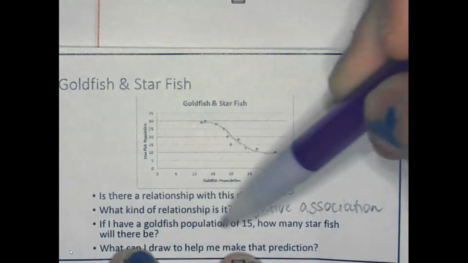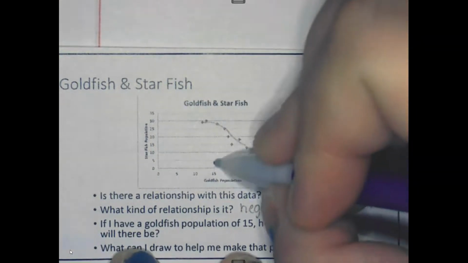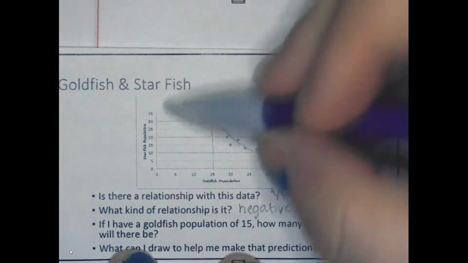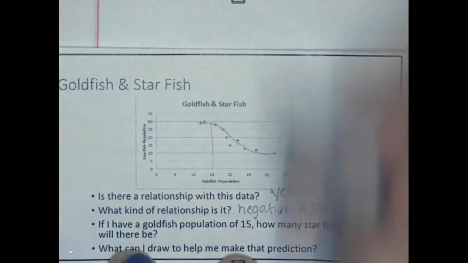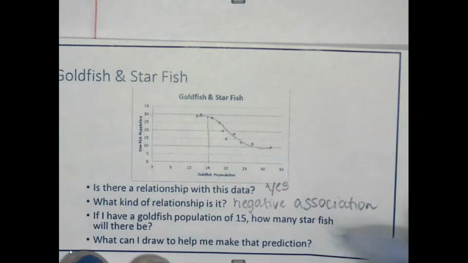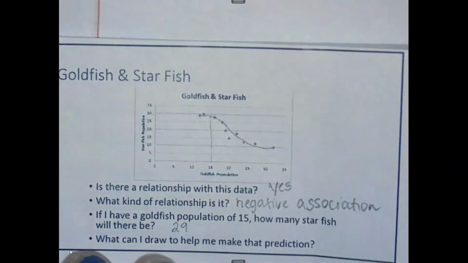If I have a goldfish population of 15, I'm going to go to my goldfish of 15. And it looks like it's almost at 30, but not quite. So I'm going to say there are 29 starfish. It's not quite to the 30.